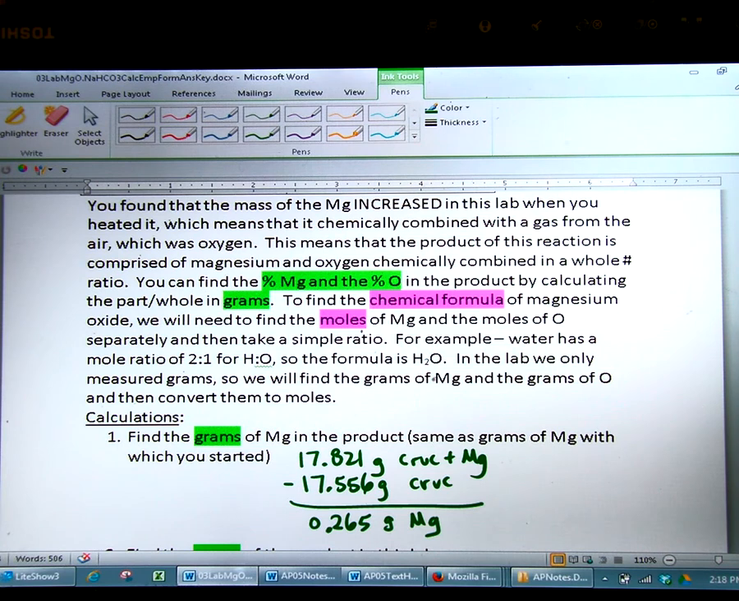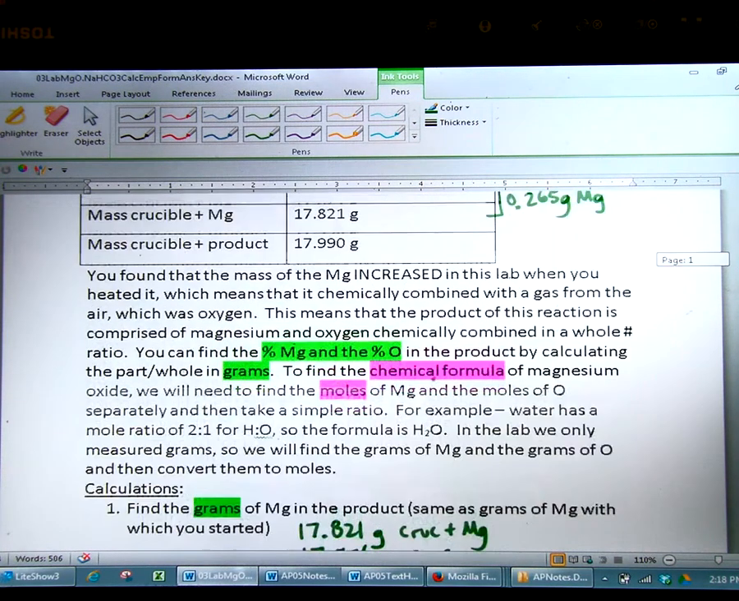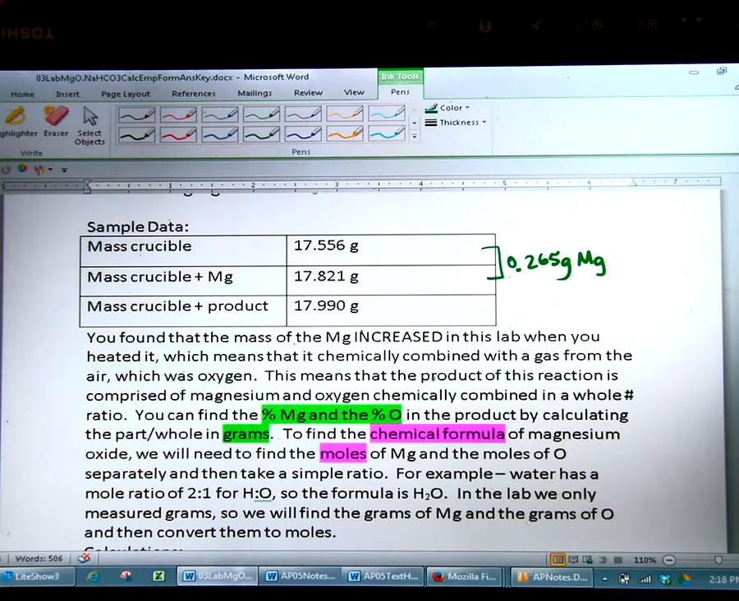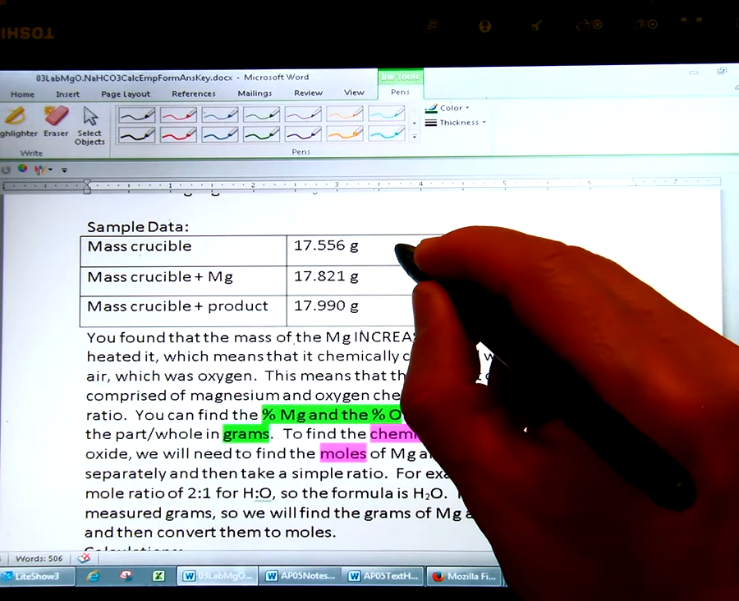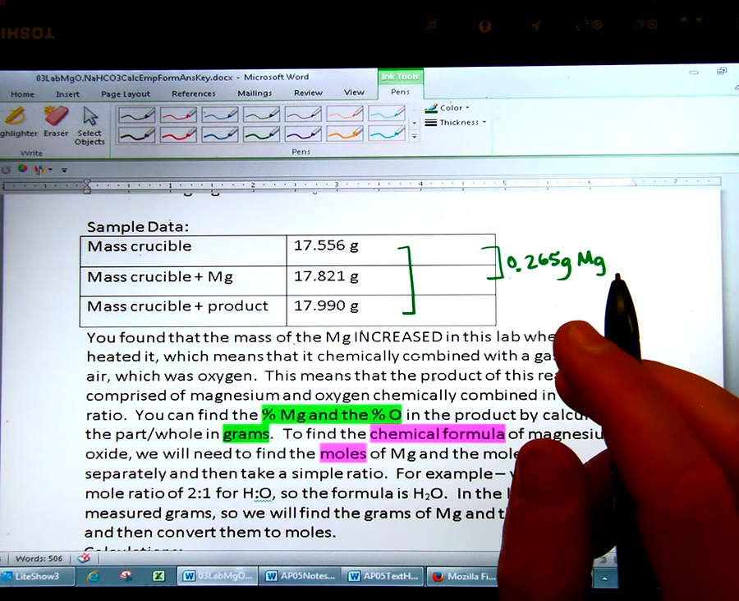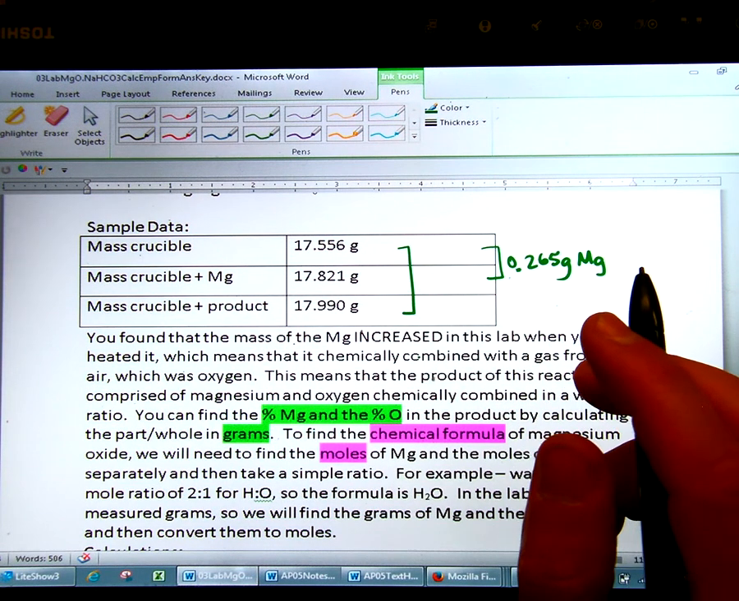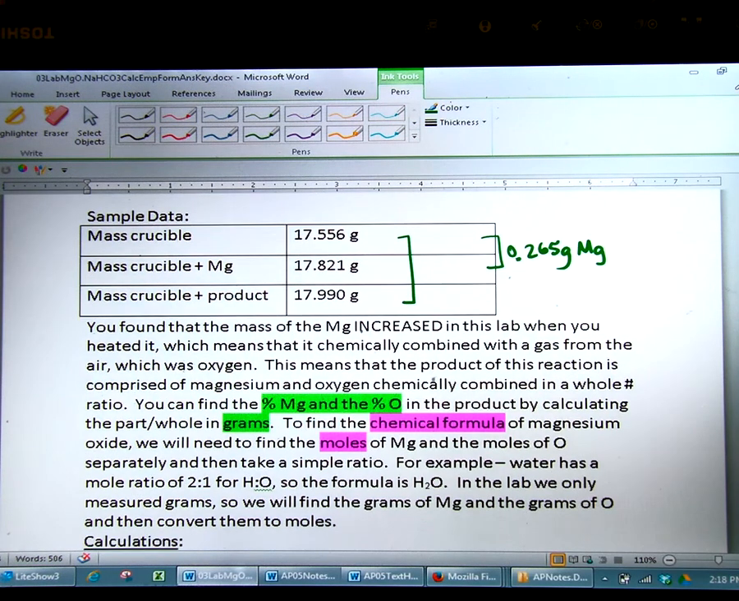Okay, so now what we want to do is find the grams of the product. Well, the product was at the end of the lab. So at the end of the lab, we had 17.990. Of course, if we subtract the crucible from that, we're going to get the product. So 17.990 minus 17.556 gives you 0.434 as the product.